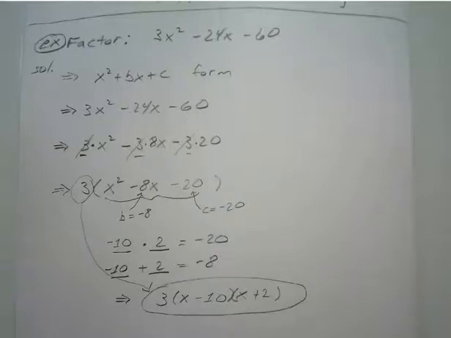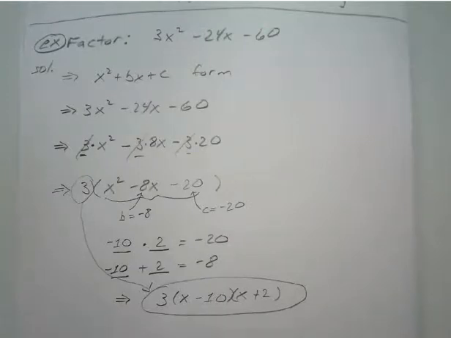Okay, now this will be your final answer. And again, if you had x plus 2 and x minus 10, it doesn't matter because multiplication is commutative. You can move it anyway. Okay, so if you have 3 times 2, it's the same as 2 times 3. So you can shift multiplication around. So you're good if you did that.